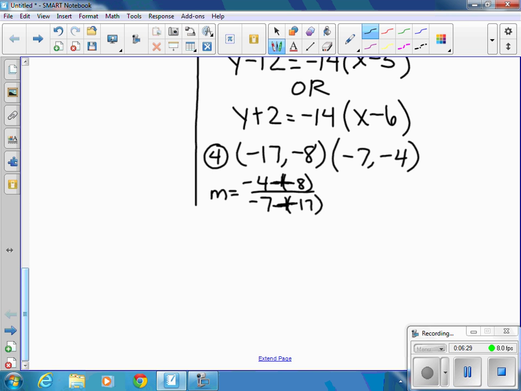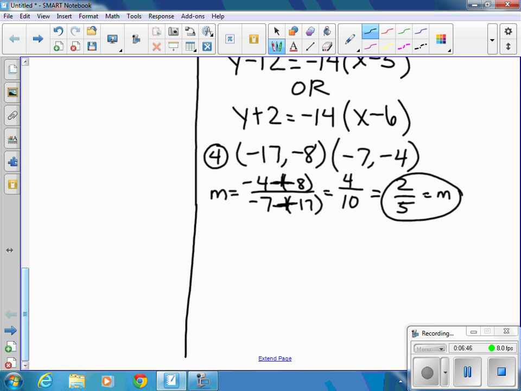Negative 4 plus 8 is going to give you positive 4. Negative 7 plus 17 is going to give you 10. 4 over 10 will reduce to 2/5. So the value for m that we want to use for these problems is 2/5. So now pick an ordered pair, and again, it does not matter which one. I'm going to show you both possible answers because I don't know which one you're personally going to choose. So I have to be prepared from my end with either one of them.